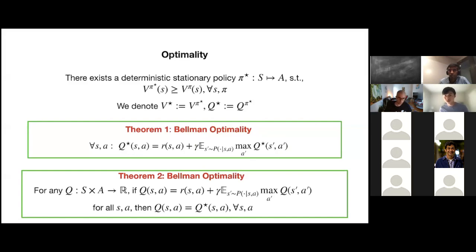And more importantly, if you plug in any function Q that maps from state action to a real number, and you find that this Q function actually satisfies this Bellman optimality equation, in the sense that you have a function Q here and you have Q here, then you're guaranteed that this Q is actually equal to Q star.